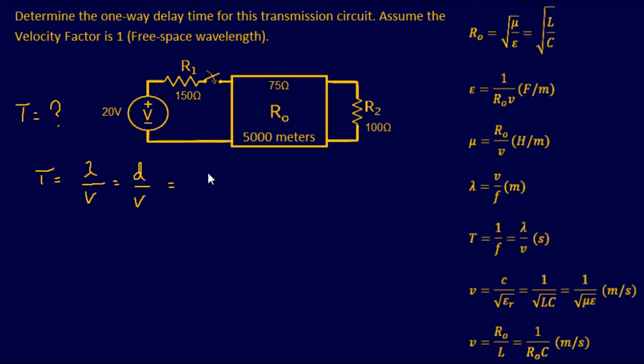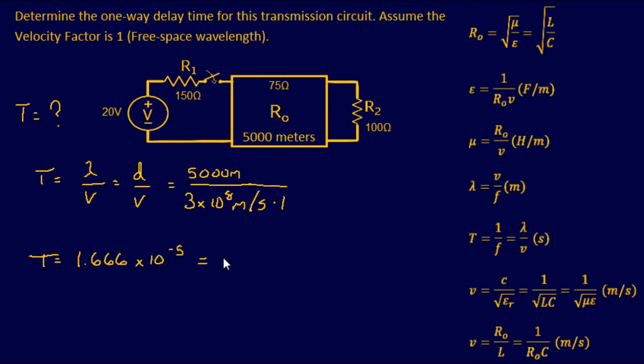Well, we know the distance is 5,000 meters, and we know the velocity is 3 times 10 to the 8 meters per second times 1, because our velocity factor is 1. Always remember that anytime there's a velocity factor, you got to multiply the speed of light times that factor. So we can plug and chug this one in our calculator, giving us an answer of 1.666, repeating, times 10 to negative 5. Or in our case, we can keep an engineer notation, 16.67 microseconds. So that is the one-way time delay for this transmission circuit.